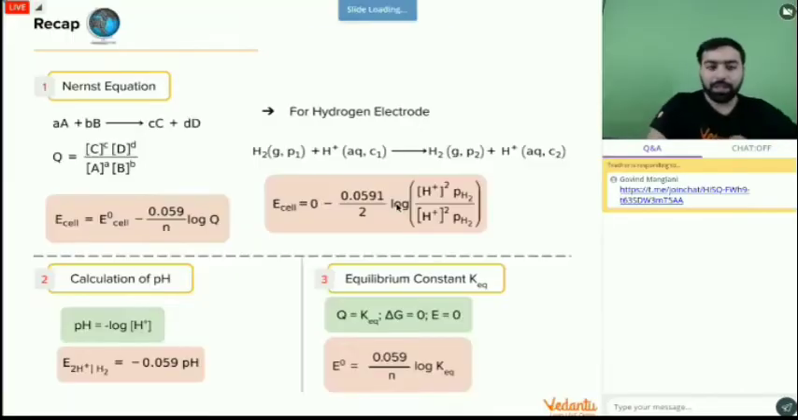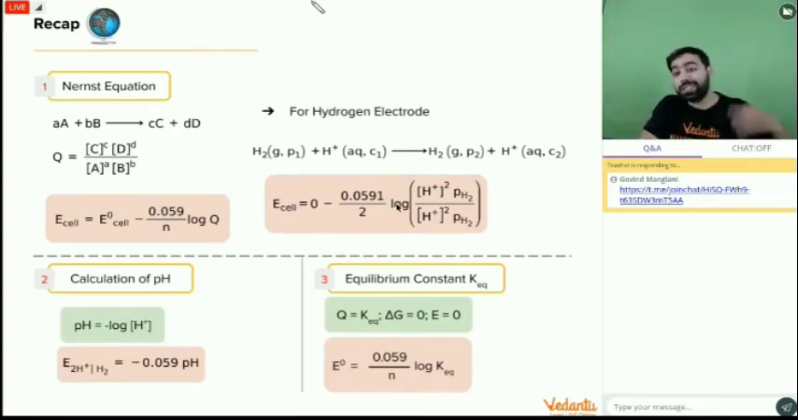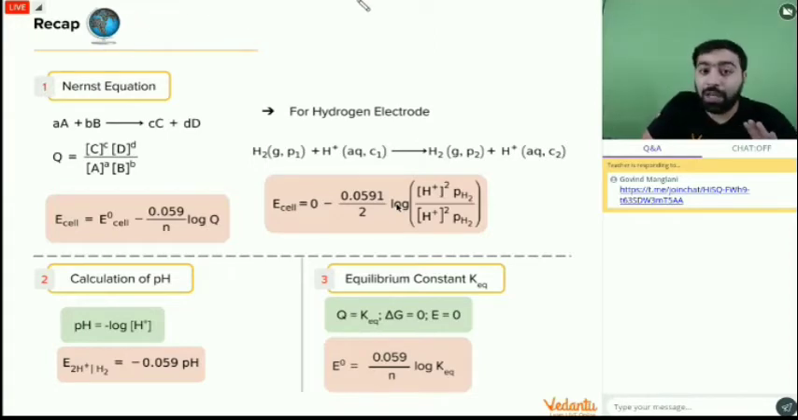Firstly, we started with the Nernst equation. The Nernst equation was the most important equation in electrochemistry. Now, what was the Nernst equation? You need to remember: E cell is equal to E naught cell minus 0.059 by n log Q. This Q was called the reaction quotient.